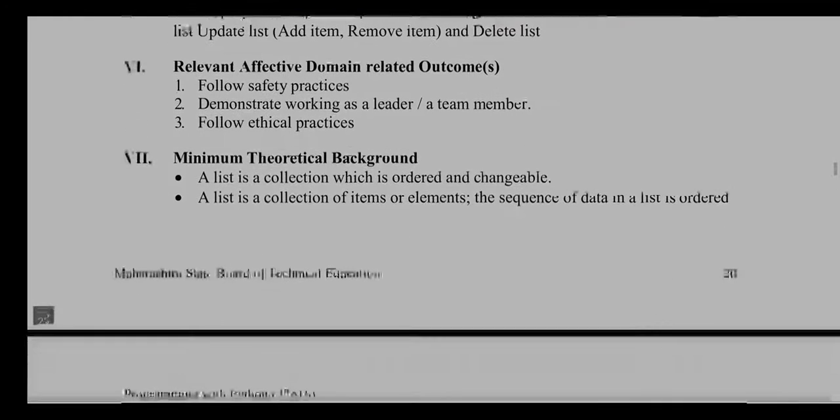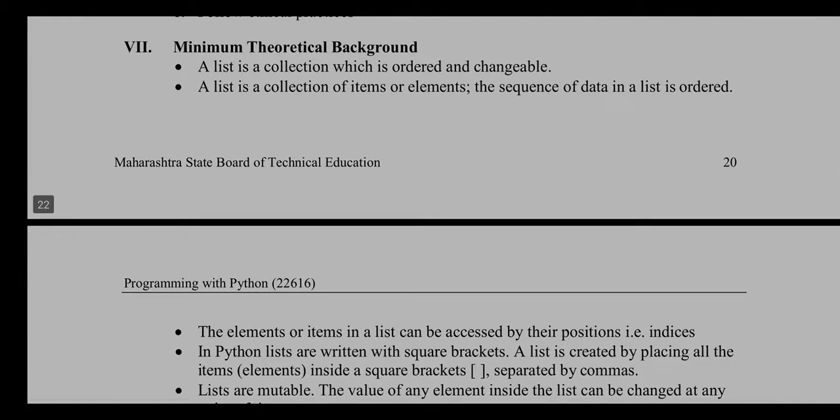The main part of this practical session is the minimum theoretical background you must know before proceeding with this practical. A list is a collection which is ordered and changeable. We can change the order of a list, or we can change an element of the list, because a list is a mutable data structure. A list is a collection of items or elements. The sequence of data in the list is ordered.